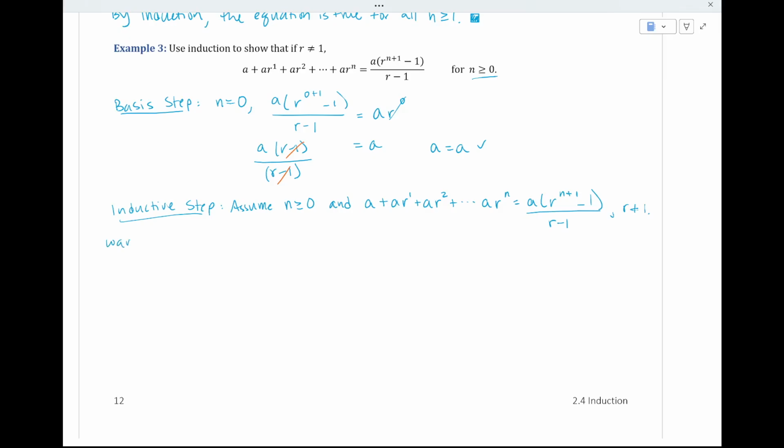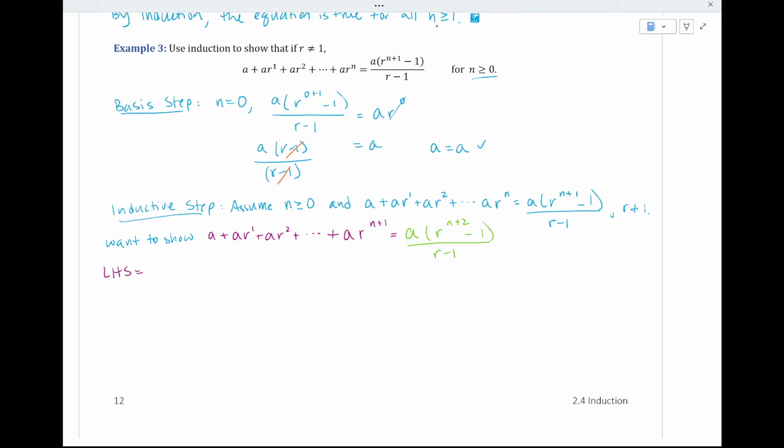I want to show that A plus AR^1 plus AR^2 plus all the way up to AR^(n+1) is equal to A times (r^(n+1+1), another 1, is n plus 2, minus 1) over r minus 1. And we'll look at the left-hand side.